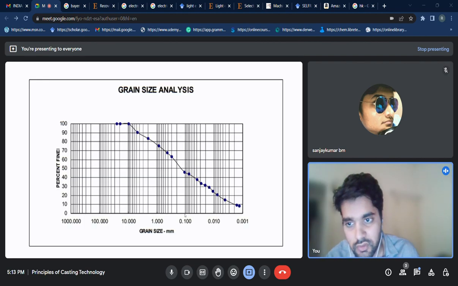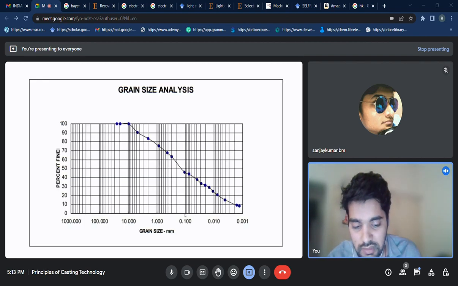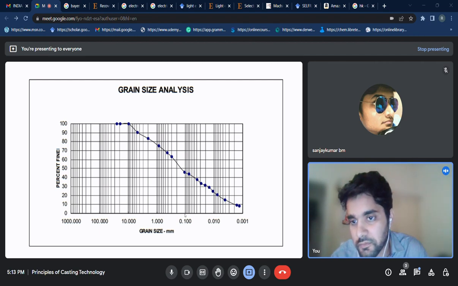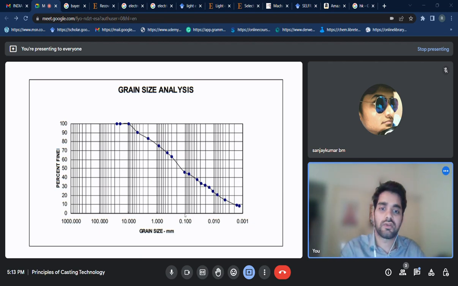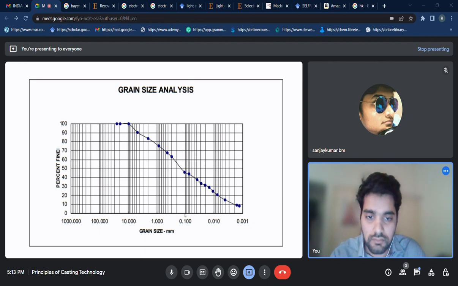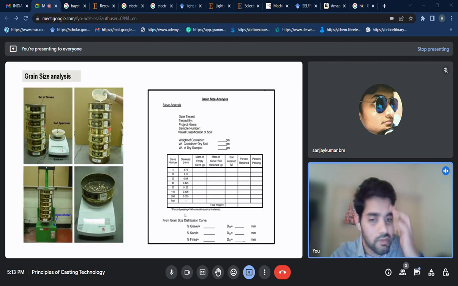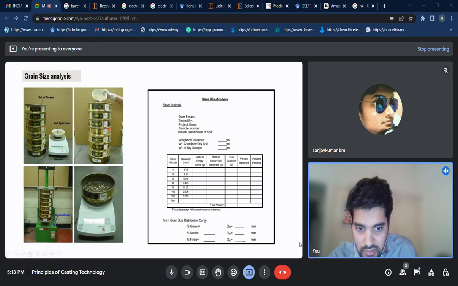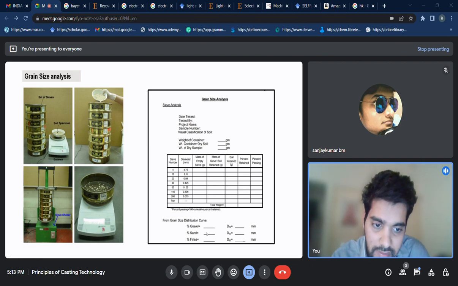I add the values I got after experimentation: the weight of the empty sieve, then the mass of the sieve plus soil retained. Then I can calculate the percentage retained on each sieve, and then the percentage passing. Then I will draw this curve in Excel or any other tool, which will be the plot of percentage finer versus the grain size.